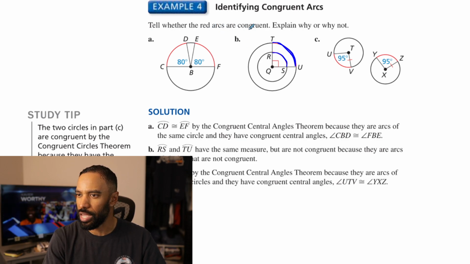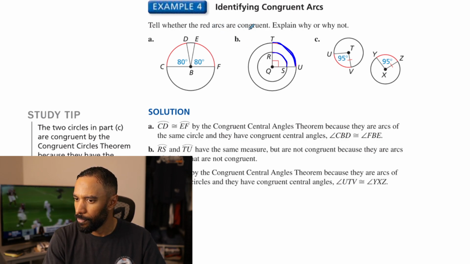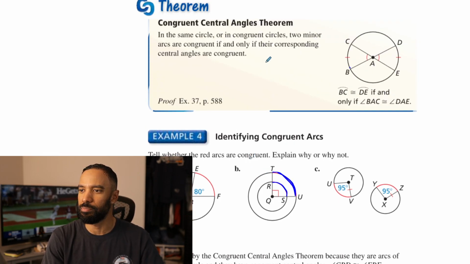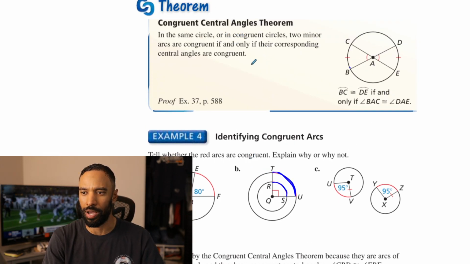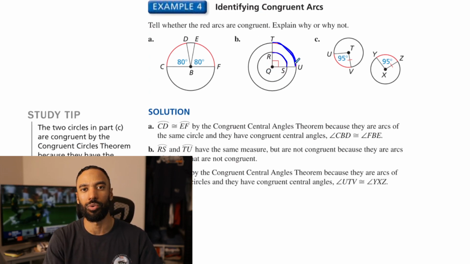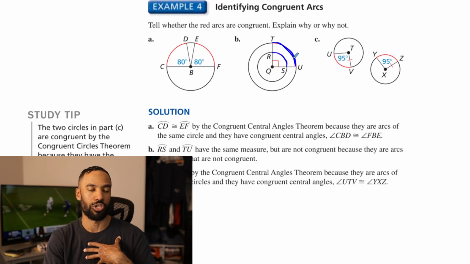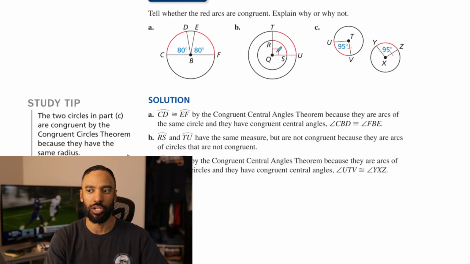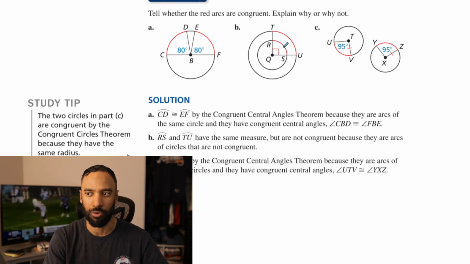Oh, they said whether the arcs are congruent. Oh, got it. They have to be of congruent circles. I see what they're saying. Okay. They have the same measure, but they're not congruent arcs. And I should have known that. That makes sense to me, because you're not mapping one onto the other. So they have to be congruent circles as well. They are not, therefore the arcs are not.